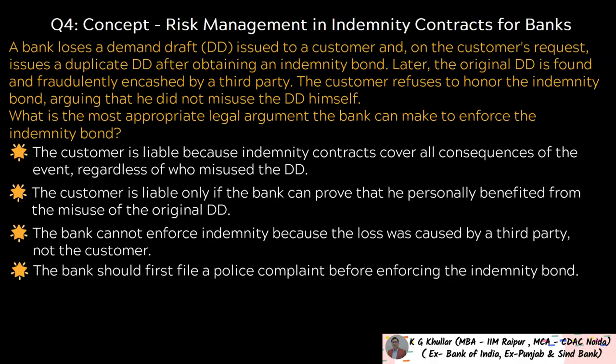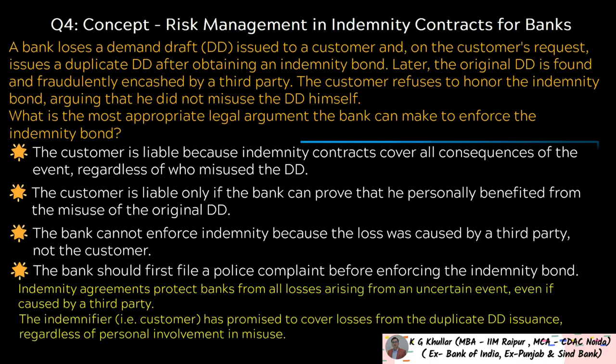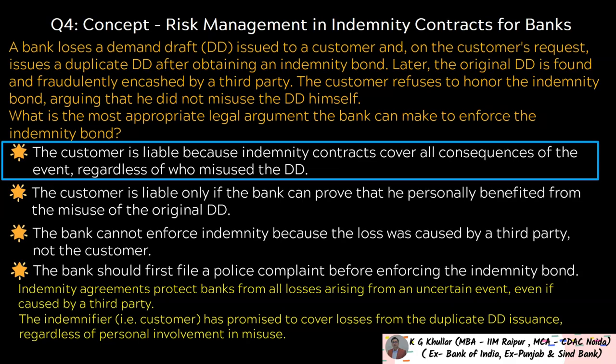Now friends, the correct option for the given question is option A. As you know, an indemnity agreement protects the bank from all the losses arising from an uncertain event, even if caused by a third party. So in the given question, the indemnifier, that is the customer, has promised to cover losses from the duplicate DD issuance regardless of personal involvement in the misuse. And the key learning for you bankers is that banks should always obtain well-drafted indemnity agreements when issuing duplicate financial instruments to mitigate fraud risk.